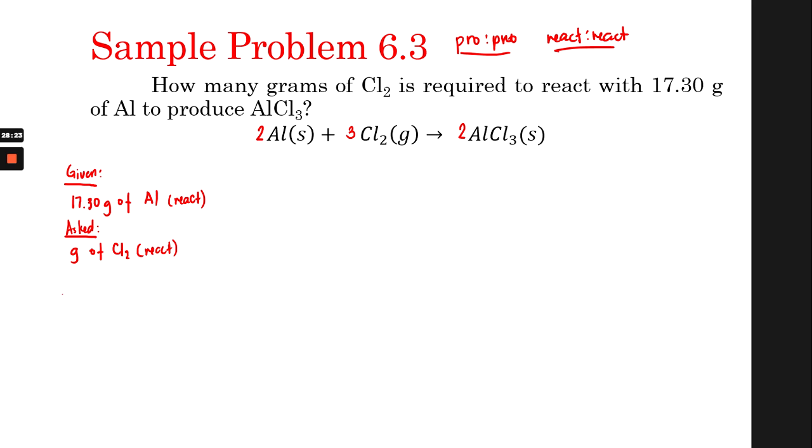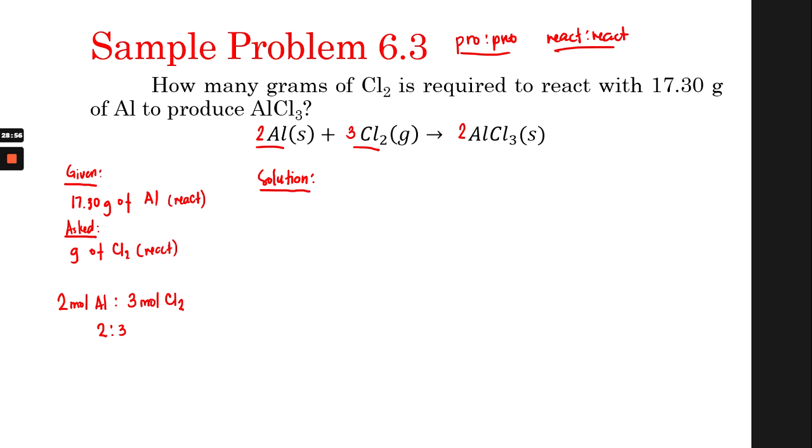So let's look at the stoichiometry relationship between your aluminum and chlorine. We know from the chemical equation that in every 2 moles of aluminum, we need to use about 3 moles of Cl2. So our stoichiometry relationship is 2:3. So in every 2 moles of aluminum, you need 3 moles of Cl2. So let's write our solution.